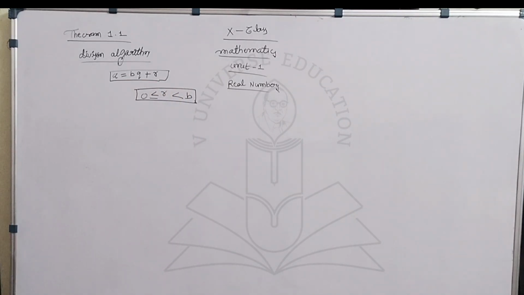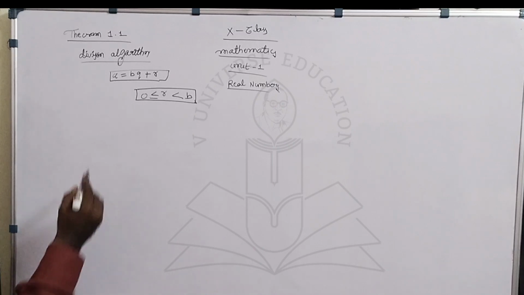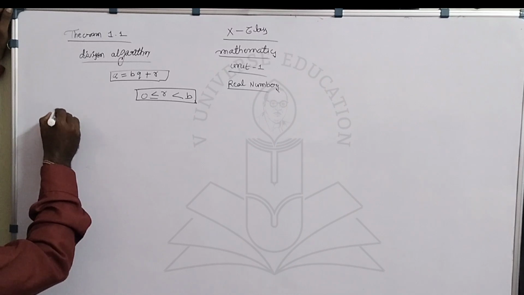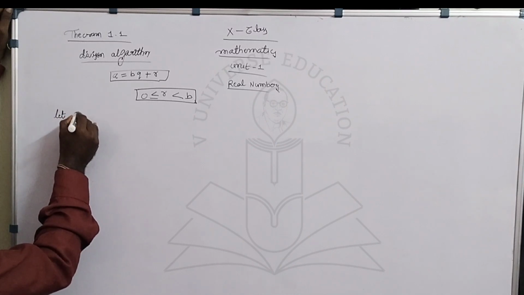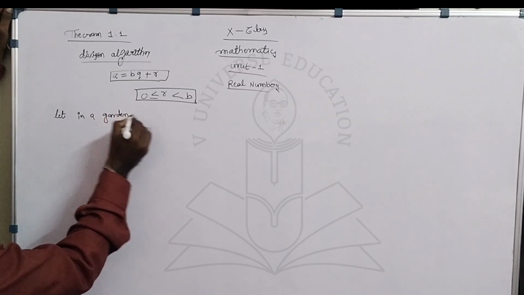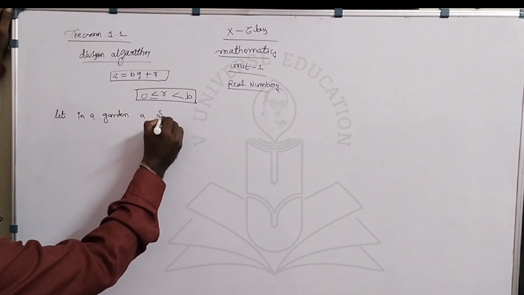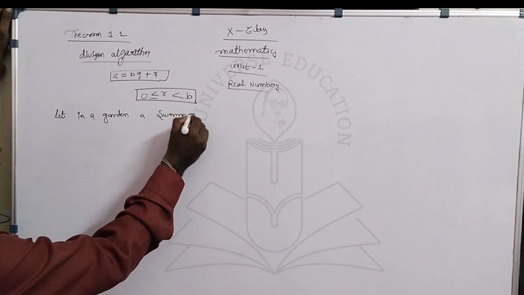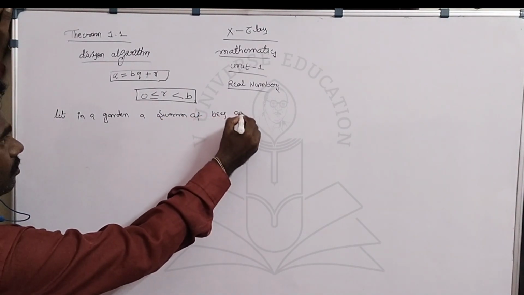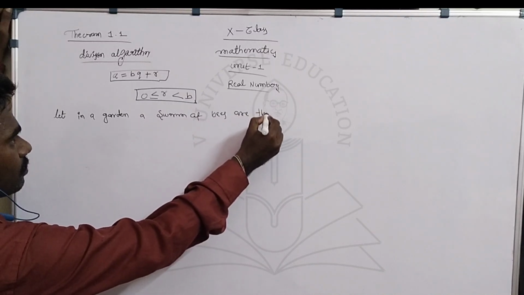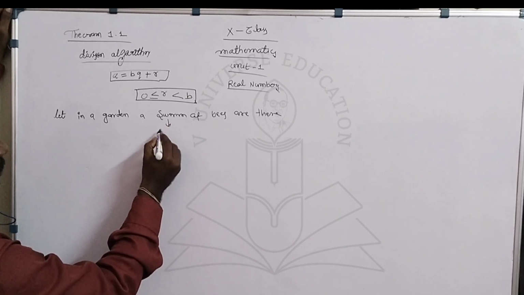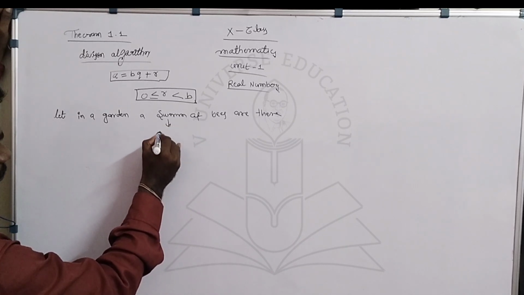To understand this division algorithm, let us say in a garden a swarm of bees are there. Swarm means it is a group.